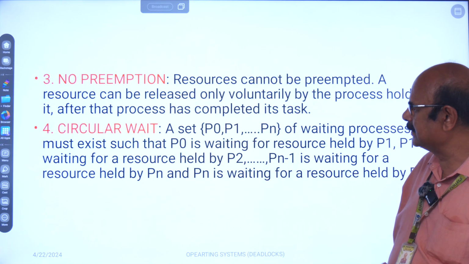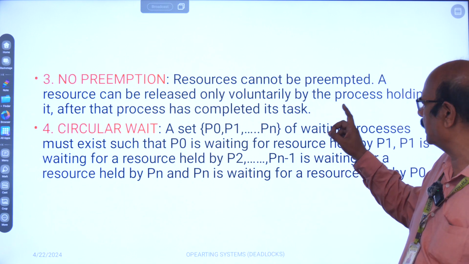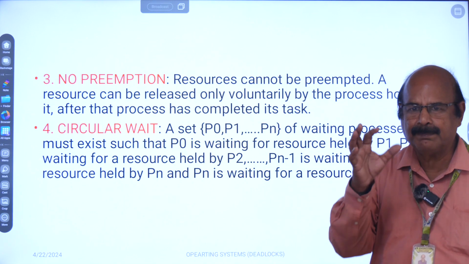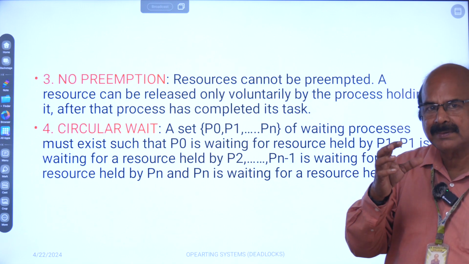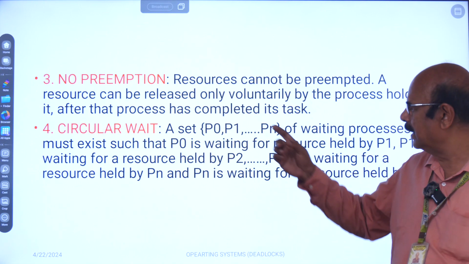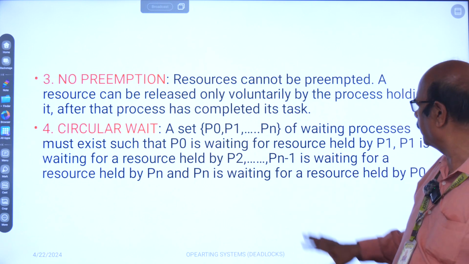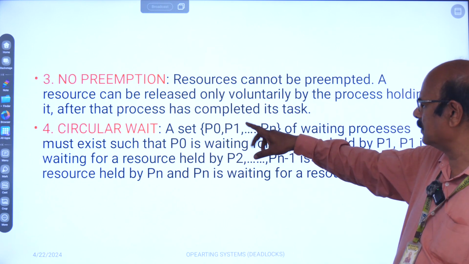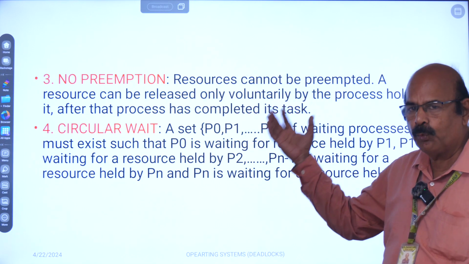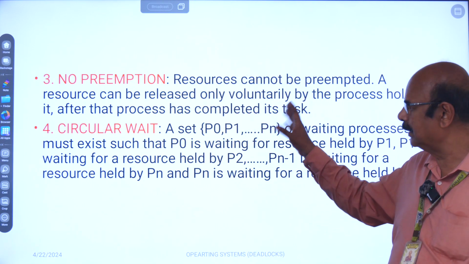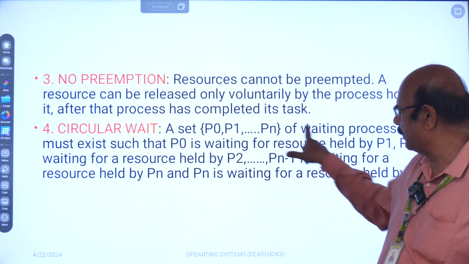Third is no preemption. Resources cannot be preempted. A resource can be released only voluntarily by the process, because the process may be using the resource, so the process using the resource must voluntarily release it. So no preemption is there, and that also can lead to deadlock. Next one is circular wait. Suppose a set of n processes are there.